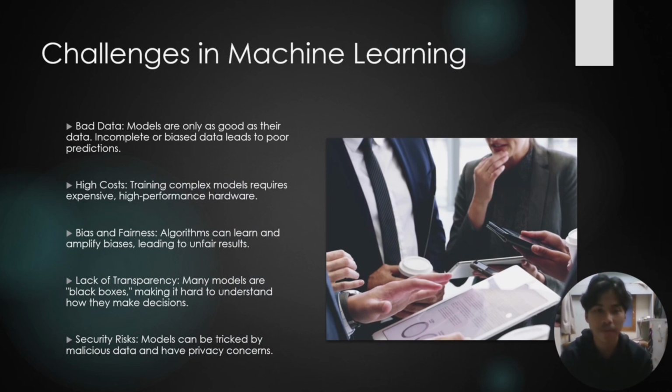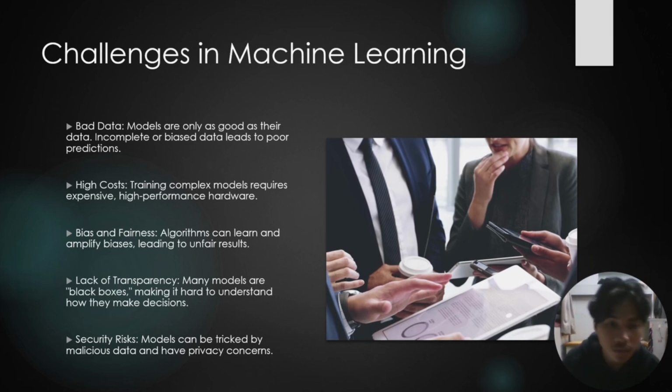Challenges in machine learning. There are 5 challenges. First, bad data. Models are only as good as their data. Incomplete or biased data leads to poor predictions. Second, high cost. Training complex models requires expensive and high performance hardware. Third, bias and fairness. Algorithms can learn and amplify bias, leading to unfair results.